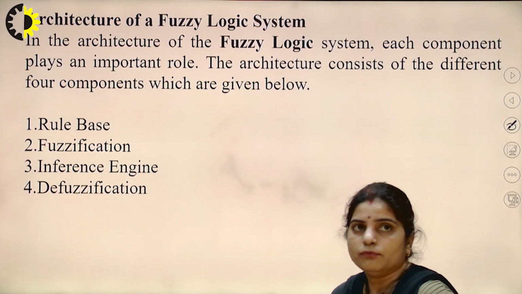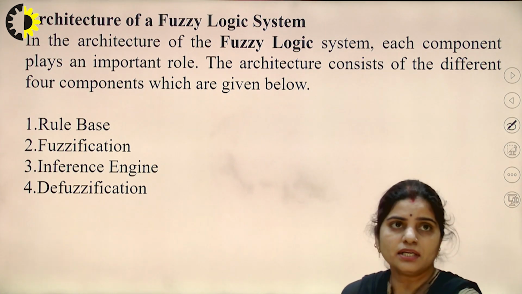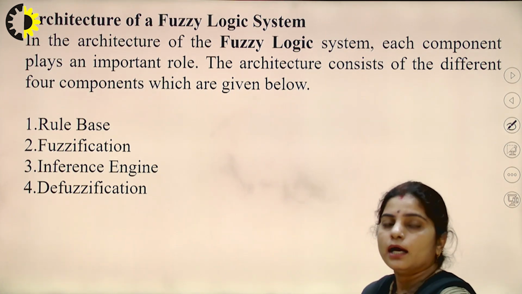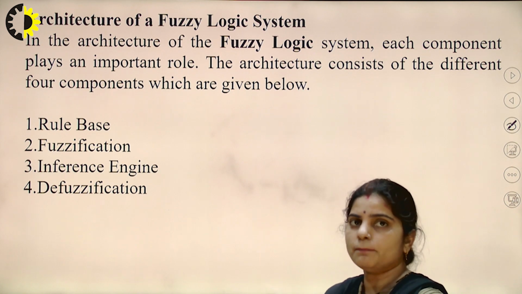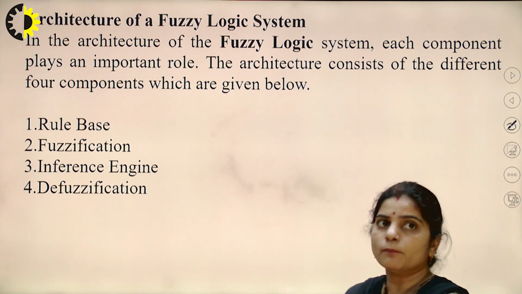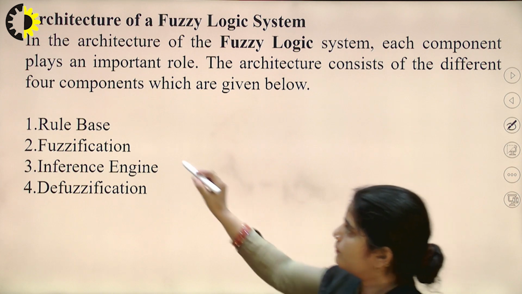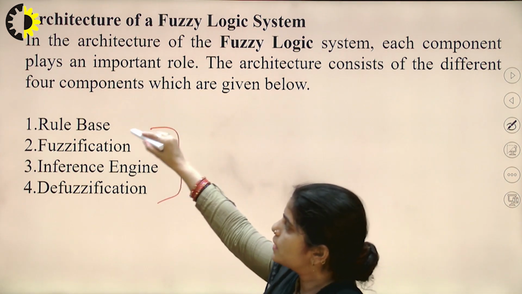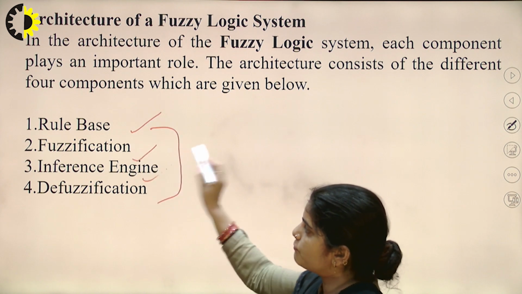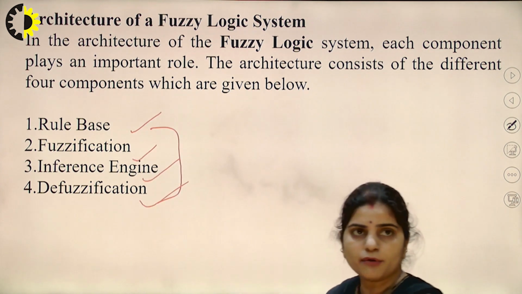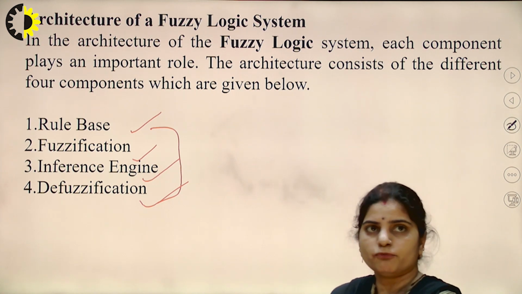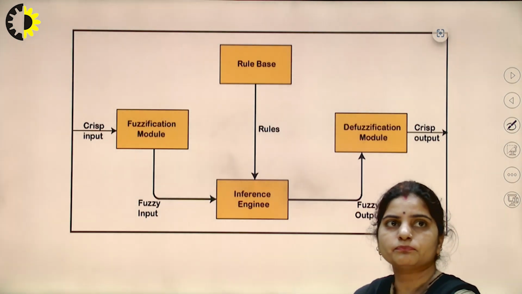Now, what is the architecture of a fuzzy logic system? Each component of a fuzzy logic system plays a very important role. Basically, there are four components in fuzzy logic. The first one is rule base, the second one is fuzzification, the third one is inference engine, and the fourth one is defuzzification. These four components together form the fuzzy logic system.